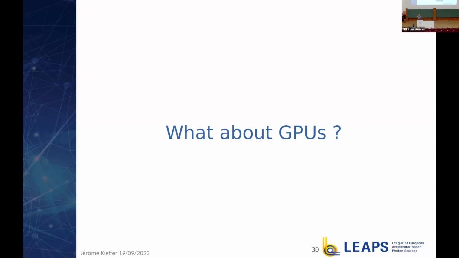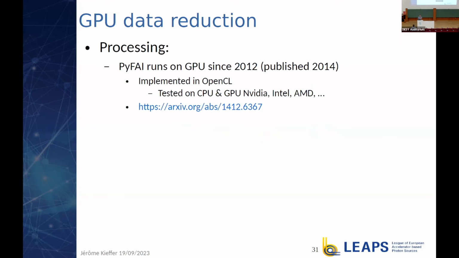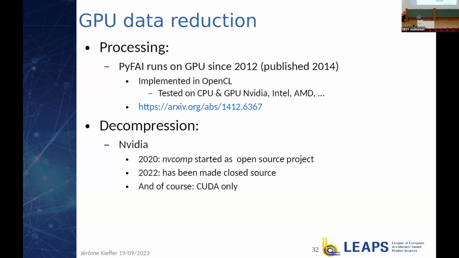So I promised you to speak about GPUs. So for the processing, PyFAI is out for 10 years now. It has been published in 2014 for the implementation of GPU processing. So that's not something new. Compression is something that is fairly recent. So in 2020, NVIDIA presented nvCOMP, which started as an open source project to do compression and decompression on NVIDIA GPUs. And since 2022, NVIDIA made it closed source, so it's no more open source. And of course, it's CUDA only.